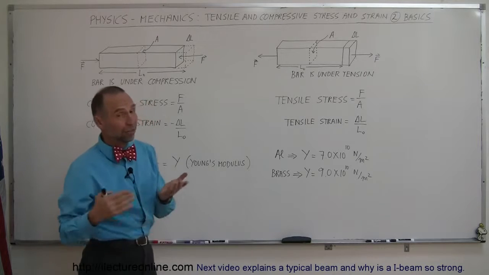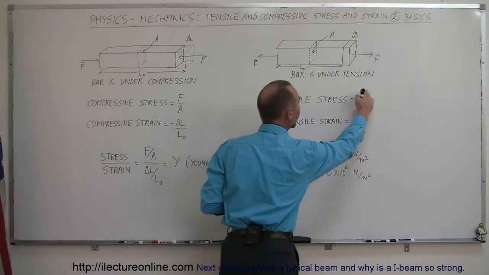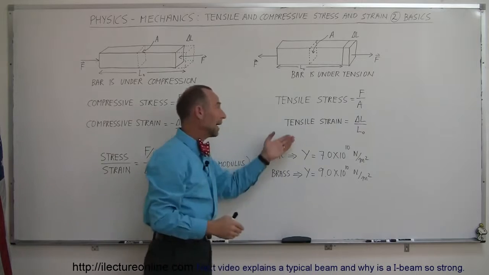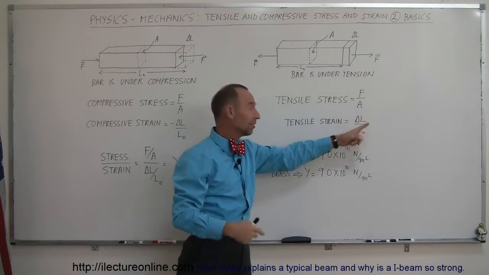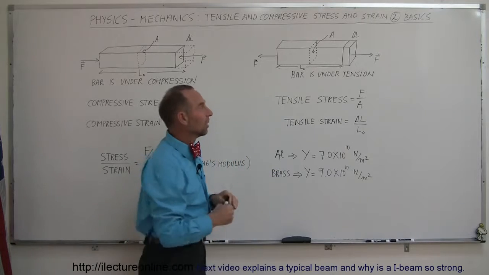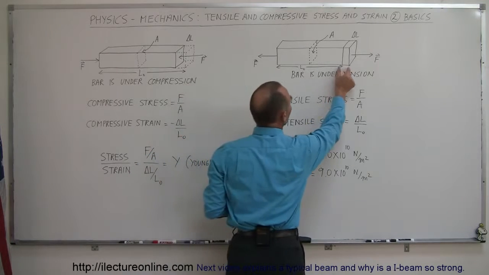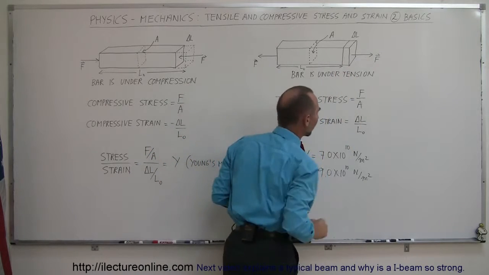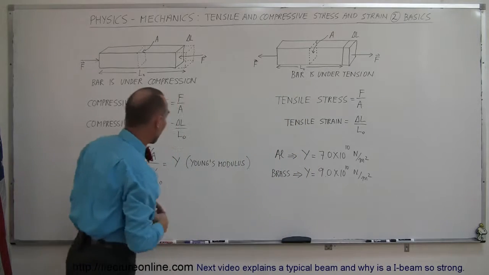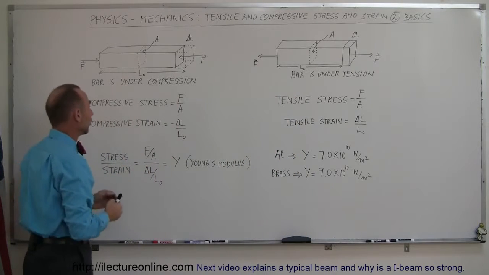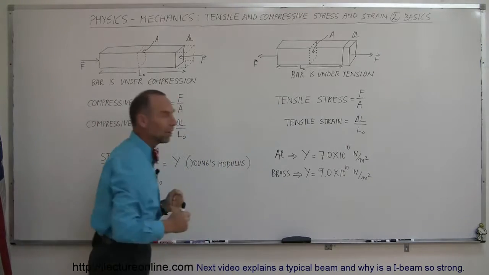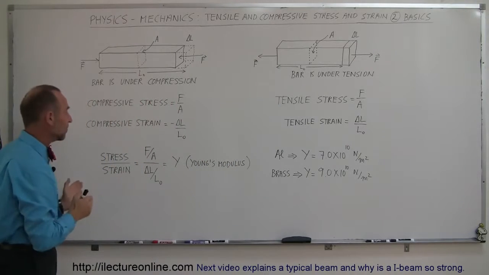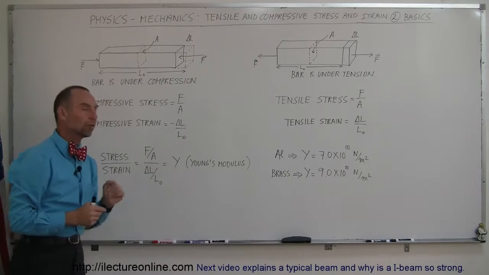So tensile stress is defined exactly the same way. It's force divided by area. And the tensile strain is the deformation, in this case the length, divided by the original length. Notice here it would be a little bit longer, so delta L is therefore positive. And if we find the ratio of that, stress over strain, it doesn't matter if it's compressive stress and strain or tensile stress and strain, the ratio means exactly the same thing and still will be the Young's modulus.